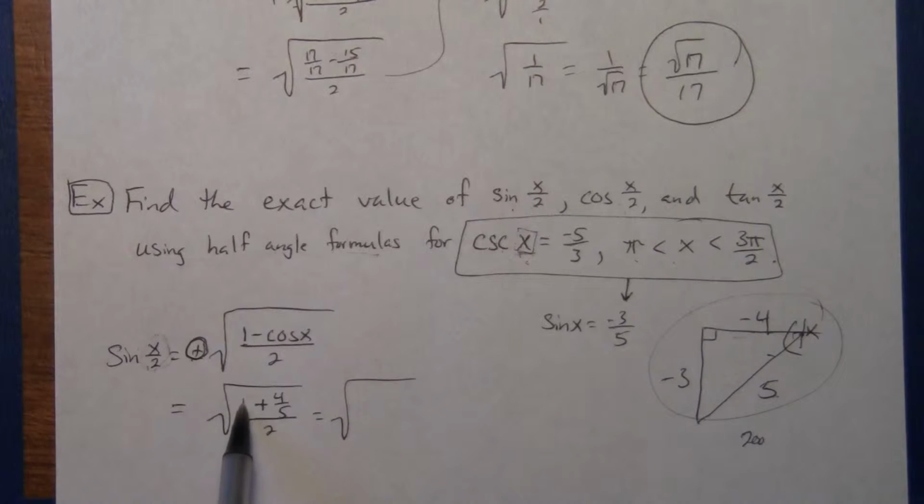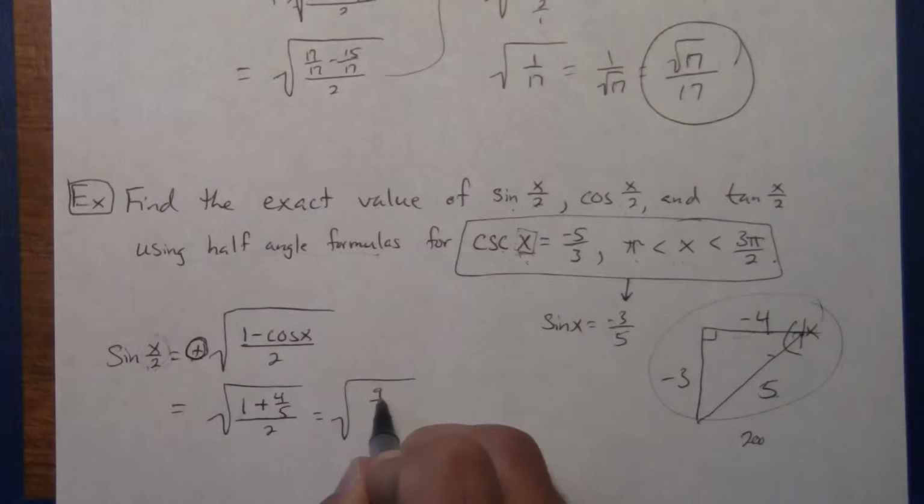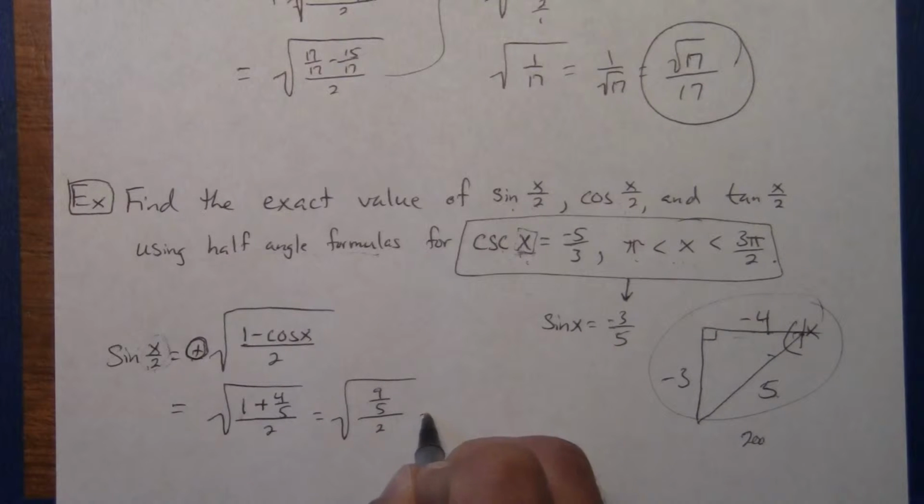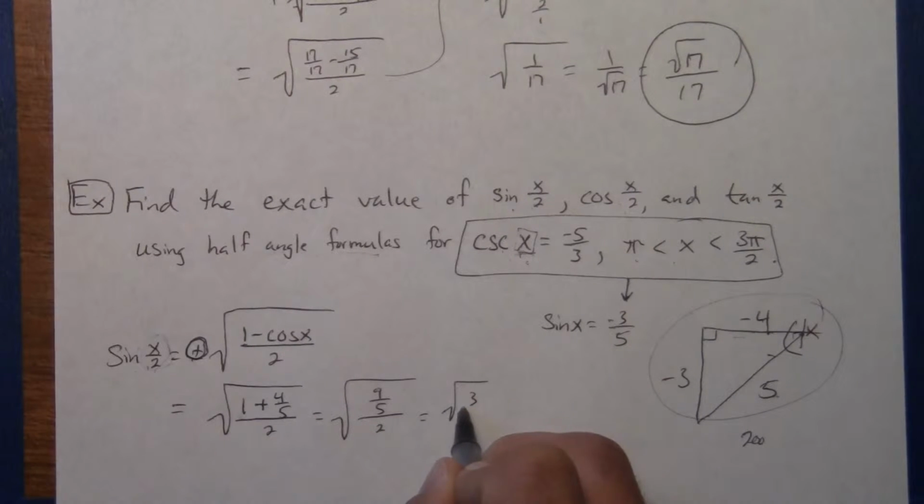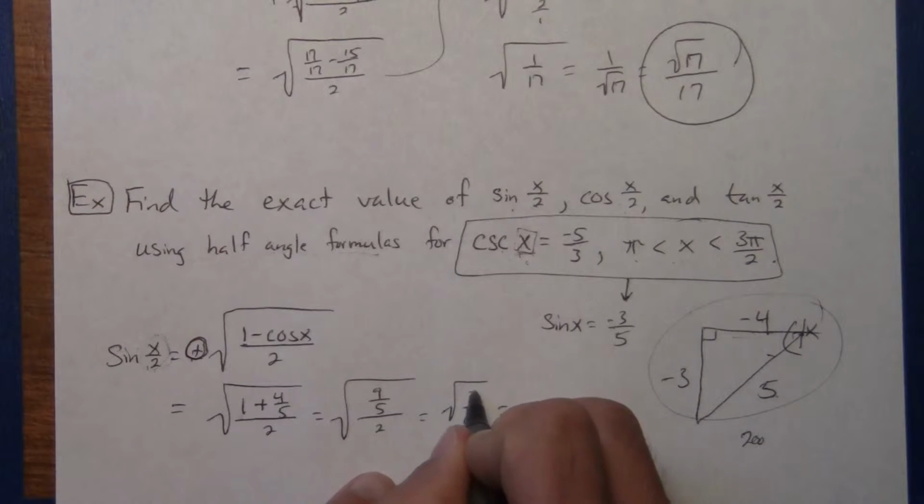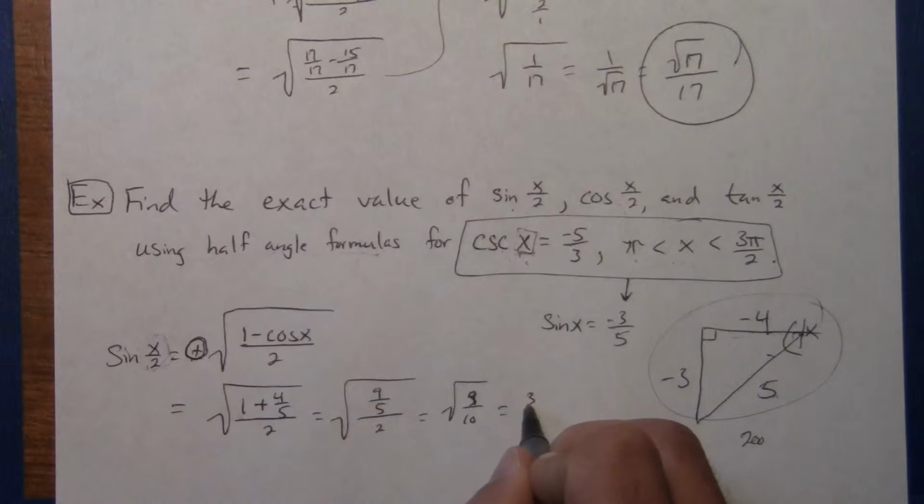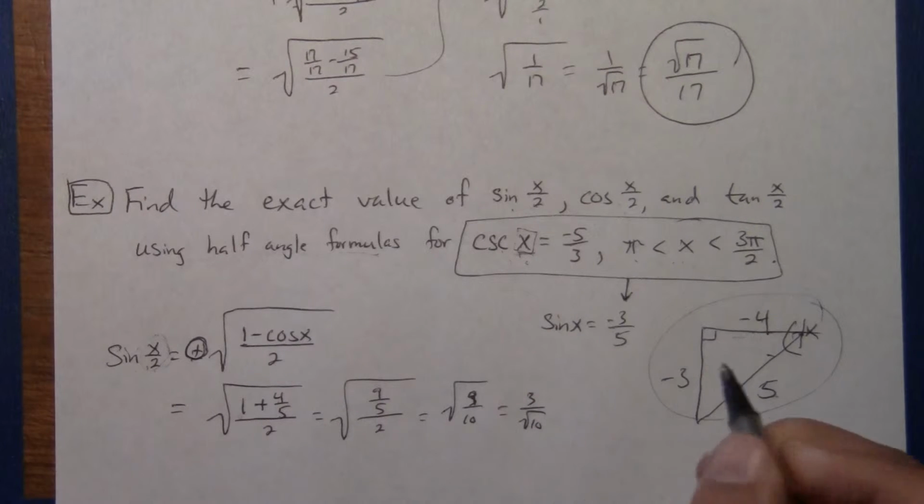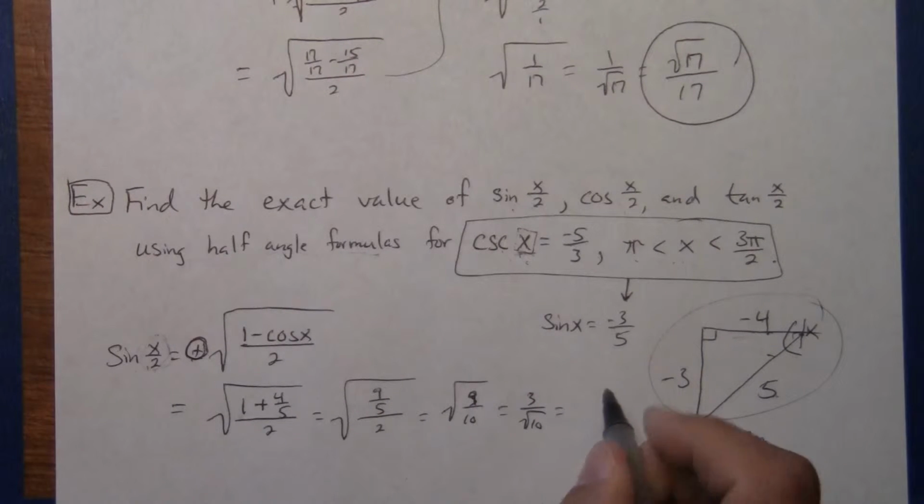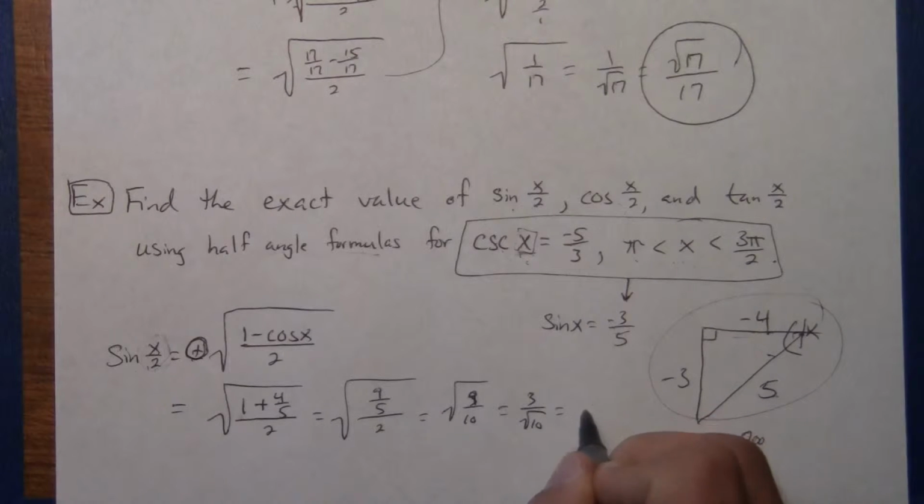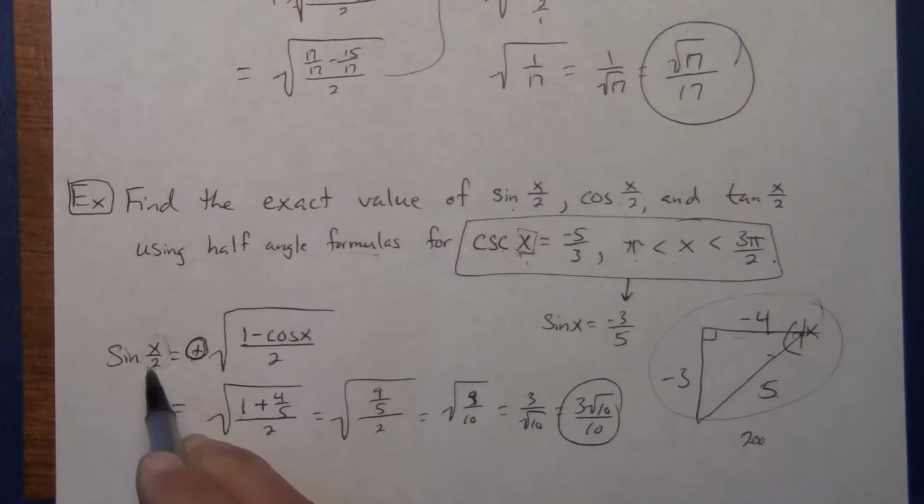And getting a common denominator, that's 5 over 5, so this is going to be 9 over 5 over 2, or that's going to give me the square root of 9/10 eventually. Sorry, not 3, 9/10. And then I'll take the square root of both separately. That gives me 3 over the square root of 10. I knew the 3 was coming eventually. Rationalize both, rationalize is what I meant to say. You should get 3 square roots of 10 over 10. And that's what the sine of x over 2 is.